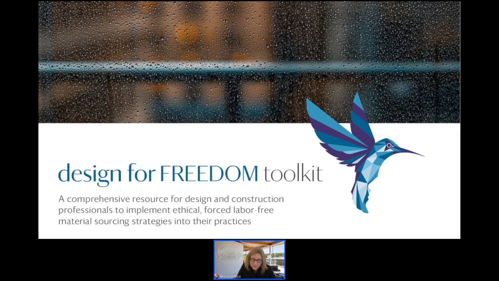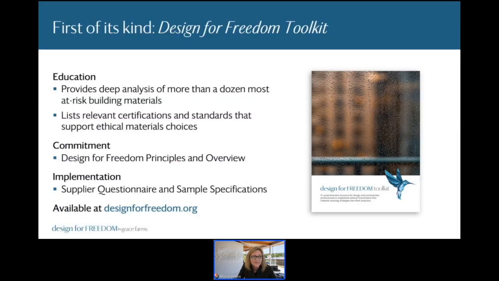So this toolkit is something that the industry has started to use starting back in March. It's a comprehensive resource that goes deeper into those materials. You can see that the education and elements are at the beginning. We also have letters for commitments, principles and overview. And have a way to implement it through questionnaires, sample specifications, and a tracking system.